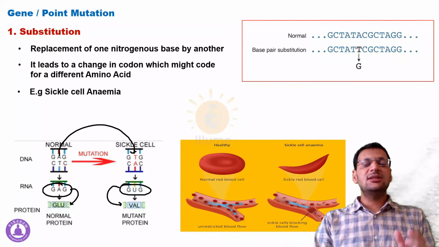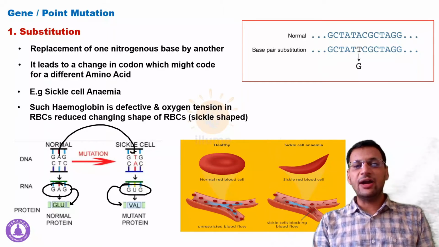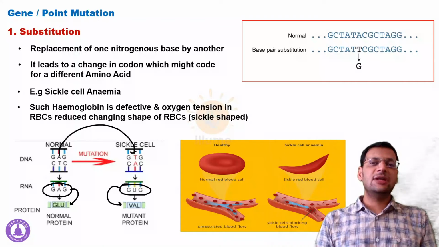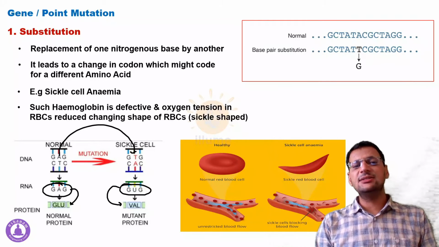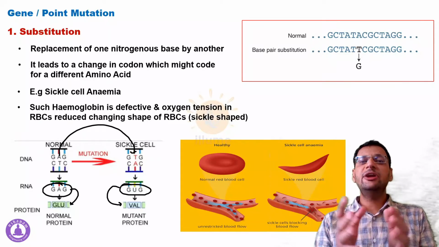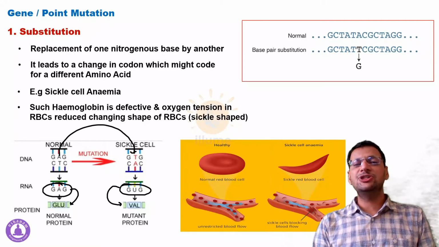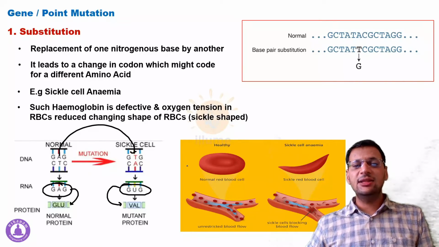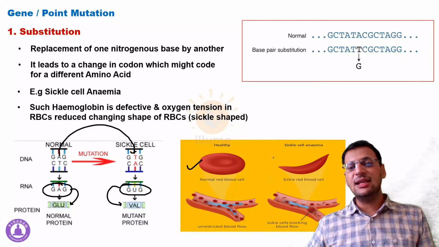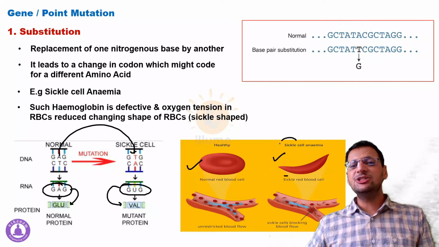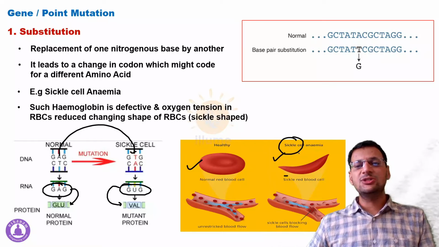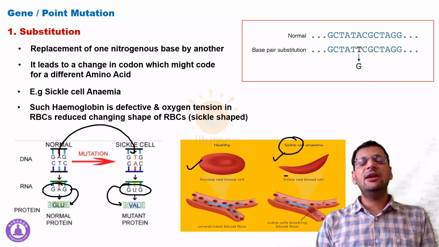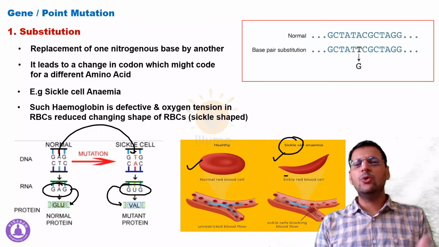Now in this case, the hemoglobin that is formed is defective, and the oxygen tension in the RBCs, that is red blood cells, is reduced, and because of the reduced oxygen tension there is change of the shape of the RBCs, which is very evident in this picture. See, this is a healthy RBC. Compare it with a sickle cell anemic RBC. It is sickle shaped RBC. That's why this disease is called sickle cell anemia. I have described sickle cell anemia in great detail in another video. You can go and watch it there.